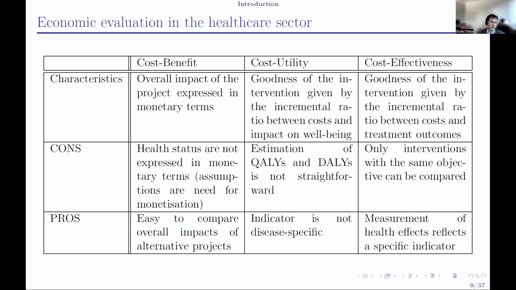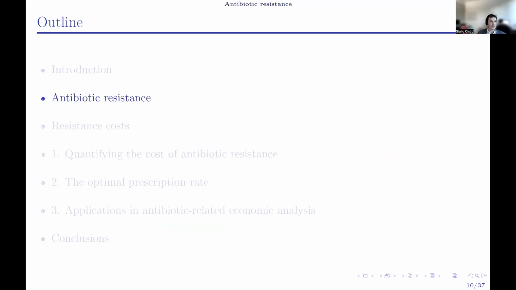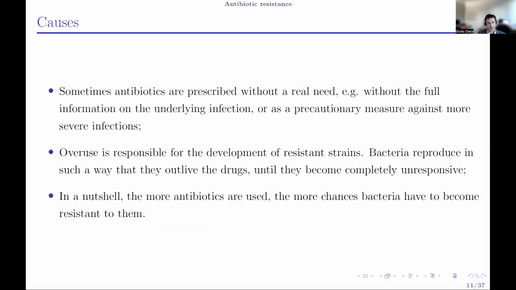Also, what is important about cost utility is that since we have this general indicator, the quality, usually in quality terms, it's not disease specific as it happens in cost effectiveness analysis, but we can compare even treatment in different areas. So now that we have this in mind, we can focus on the main problem we are dealing with, that is antibiotic resistance.